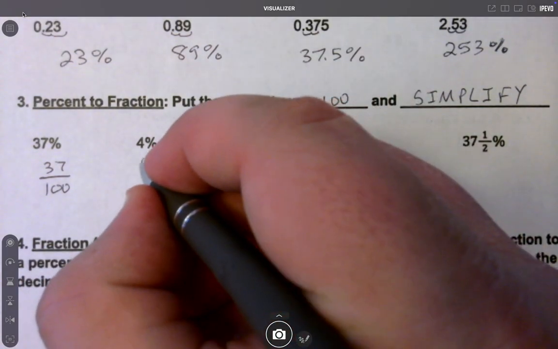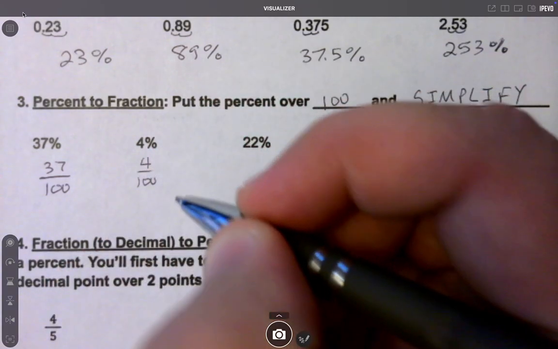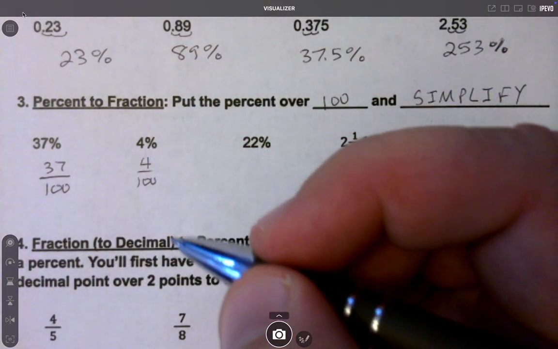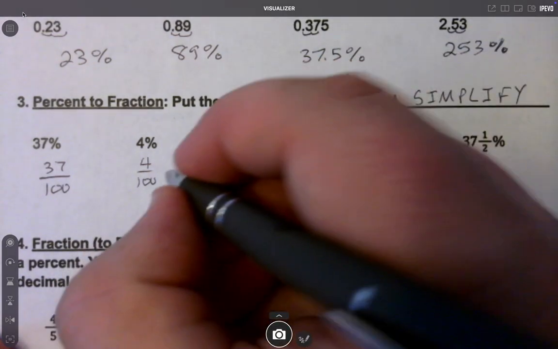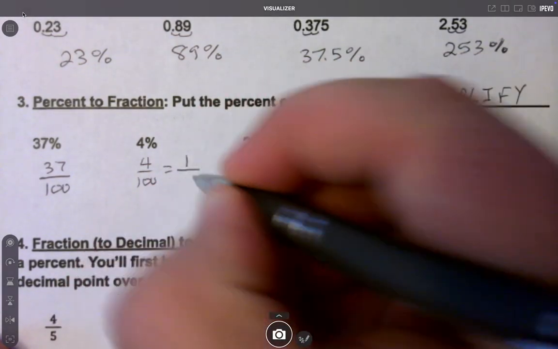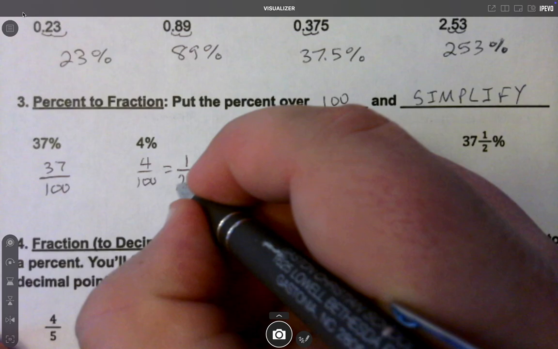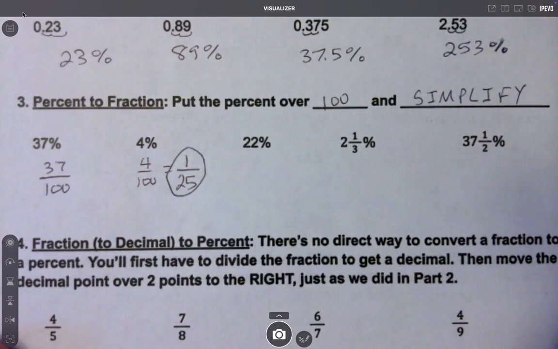However, for this one, we'll write 4 over 100. And 4 and 100 are both divisible by 4. So 4 divided by 4 is 1. 100 divided by 4 is 25. So our final answer is 1 over 25.